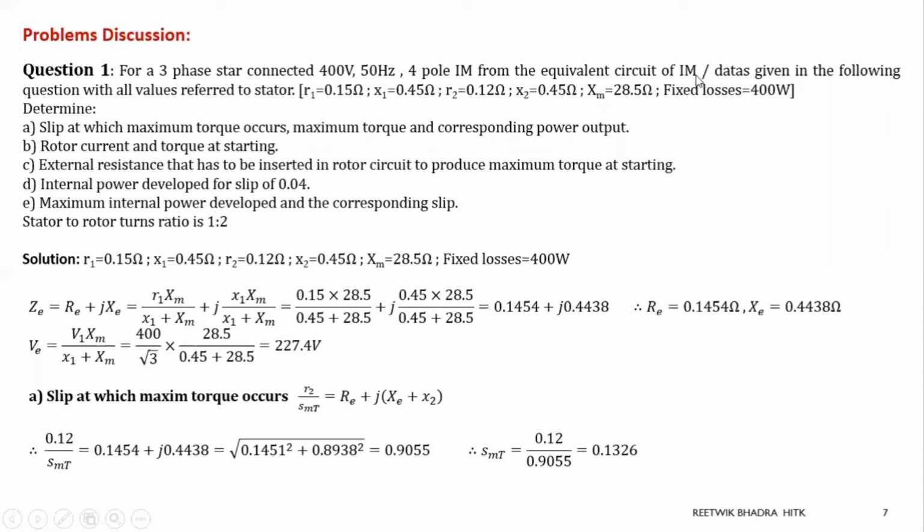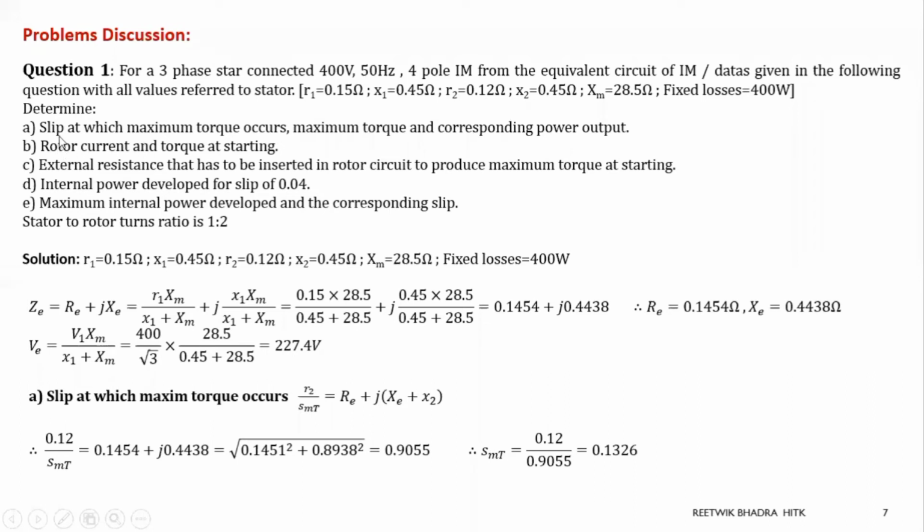From the equivalent circuit, if the equivalent circuit is given, you can find out from it, or if data is given, it can be given like this: R1 value, X1 value, R2, X2, then XM, fixed losses. All quantities are referred to stator. That means R2 is basically brought on the stator side. Like you remember on your transformer, how you did secondary referred to primary. So secondary was R2, you bring it on primary, and that was called R2 dash. So this 0.12 is your R2 dash, since it is referred to your stator side.